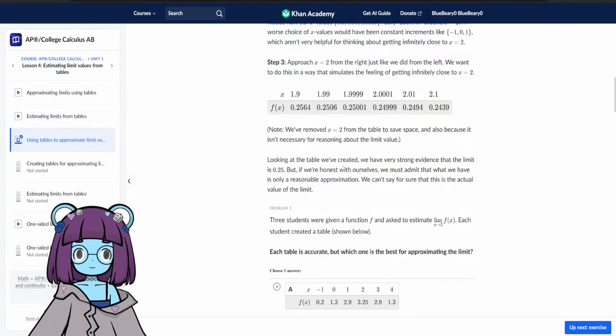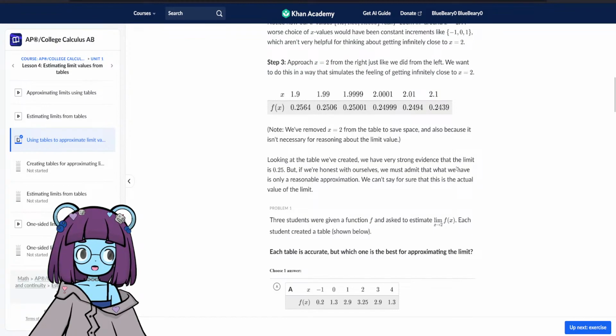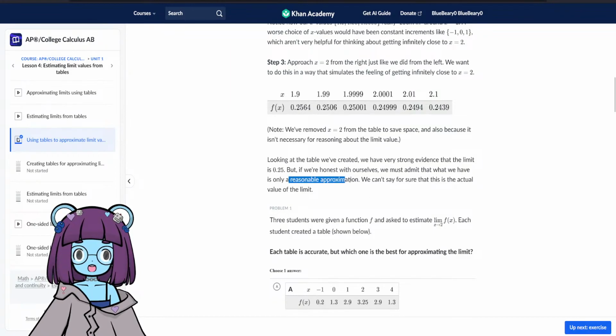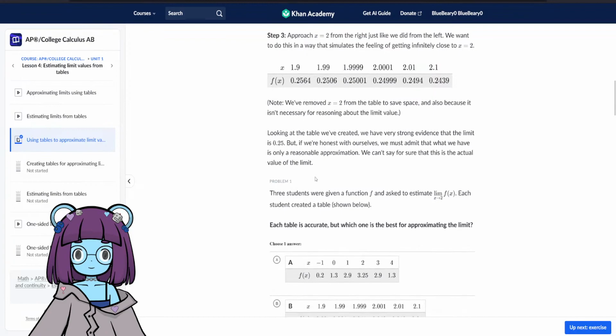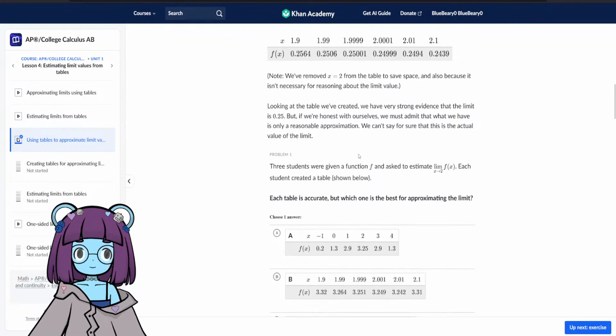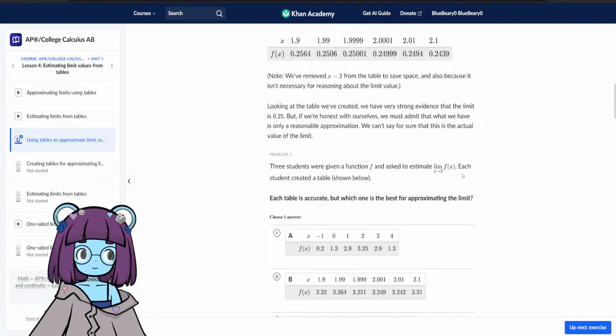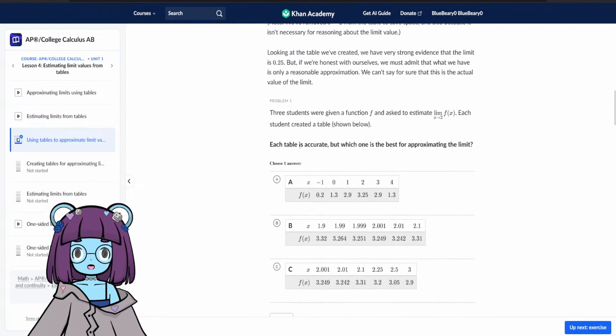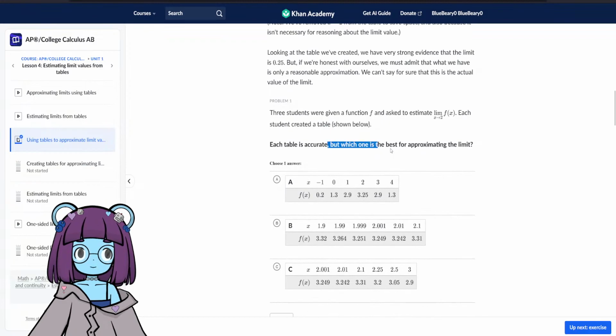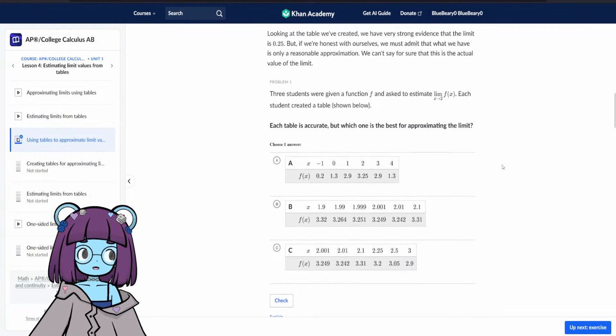But if we're honest with ourselves, we must admit that what we have is only a reasonable approximation. We can't say for sure that this is the actual value of the limit. Three students were given a function f and asked to estimate the limit of f of x as x approaches 2. Each student created a table below. Each table is accurate, but which one is the best for approximating the limit?